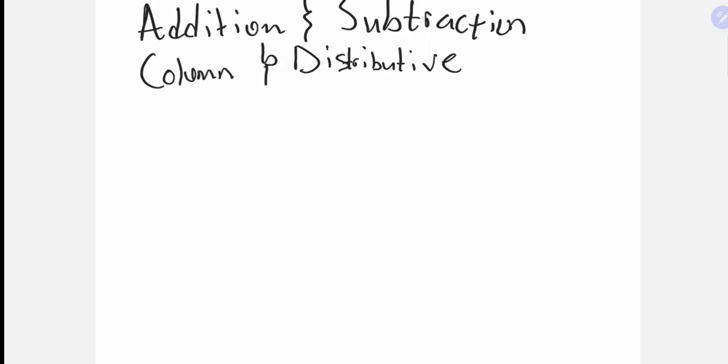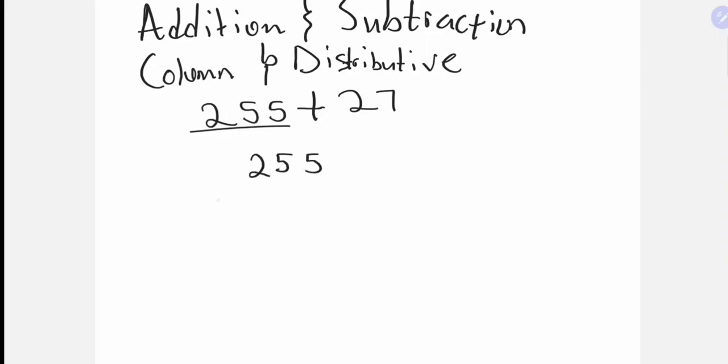Okay, say we are adding 255 plus 27, right? Naturally, we're going to start with our first number. 255 plus 27. But wait, something's wrong there. What's wrong? The places. I've put things in the wrong places. Remember what you have to do, boys and girls, is make sure that everything is in its correct place.